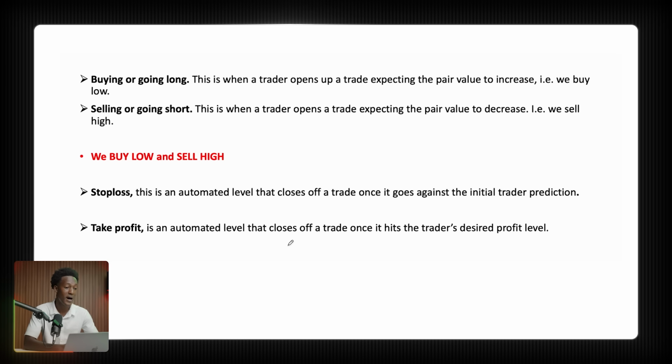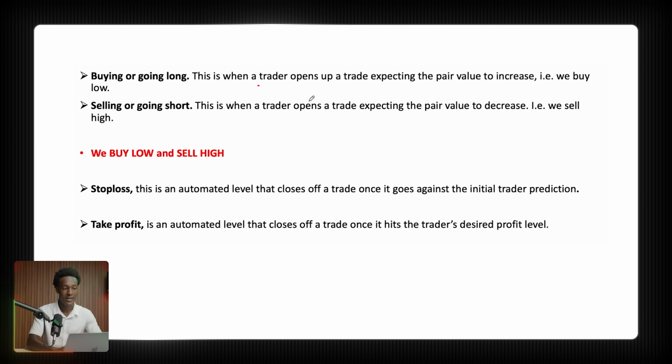Now, next up, we have buying or going long, which you could also call being bullish. Remember, again, the concept is buying and selling. Buying is when a trader opens up a trade expecting the pair value to increase, i.e. we buy low. So we are buying when the price is low, expecting to profit as the value increases. On the other side, we have selling or going short, or being bearish. This is when a trader opens up a trade expecting a pair value to decrease, i.e. we sell high.